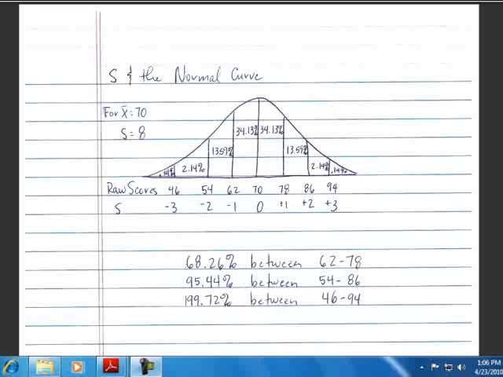All right, so let's look at the standard deviation and the normal curve. For this set of data, we've identified that the mean is 70 and the standard deviation is 8. I've drawn it out there for you. And let me have you write down a few notes about this before we get started talking about the rest of that diagram. But the normal curve is symmetrical, meaning what you see on the left-hand side is what you see on the right-hand side.